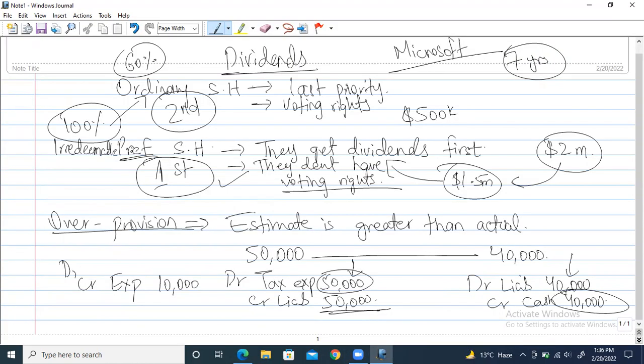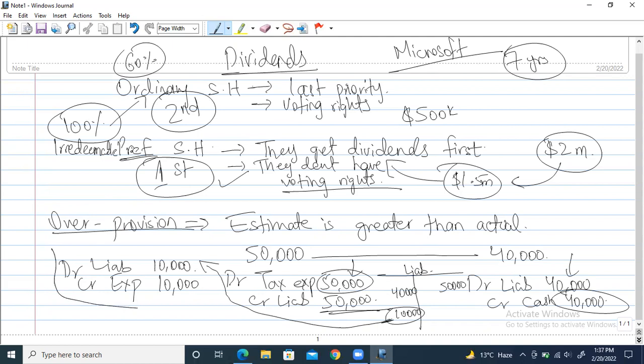On the credit side of the tax liability account, 10,000 will still be left. We created 50,000 and finished 40,000, so a 10,000 balance remains. What about this balance? We'll shift it over here. We'll do a debit again and finish the liability, so we debit liability by 10,000. This will be the entry for over provision.